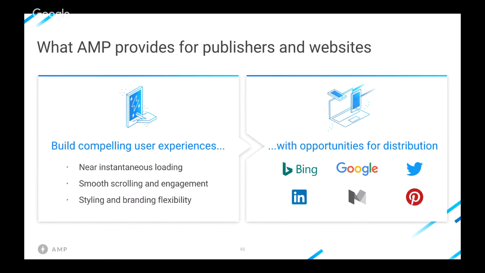The AMP project is, like I mentioned before, an open source project. So it's not exclusive to Google. It's also distributed to Bing. Bing search is also now supporting AMP. We have Google, Twitter, LinkedIn, Medium, and Pinterest, and a lot more.